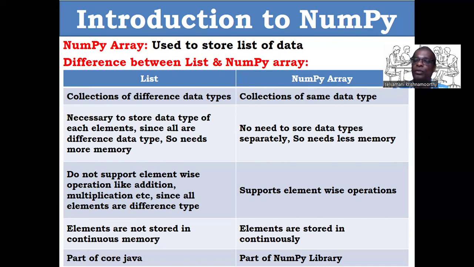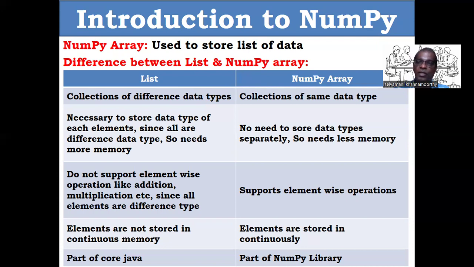The 0th element of list 1 may be an integer, and the 0th element of list 2 may be a string. In this case, individual element-wise operation is not possible. Whereas a NumPy array supports element-wise operations. That's possible because all elements are the same data type. Fourth, in a list, elements are not stored in continuous memory. They are stored randomly, scattered. Whereas in a NumPy array, elements are stored in continuous memory.